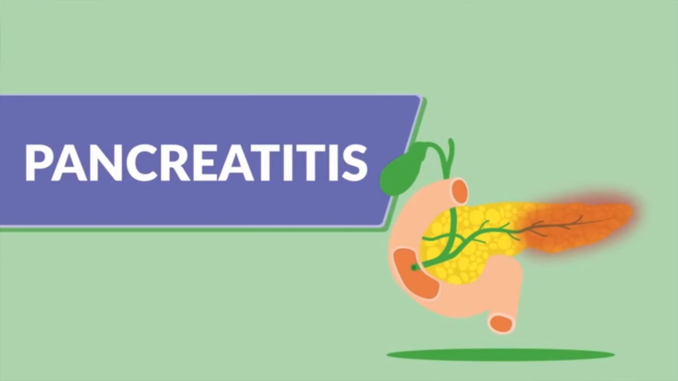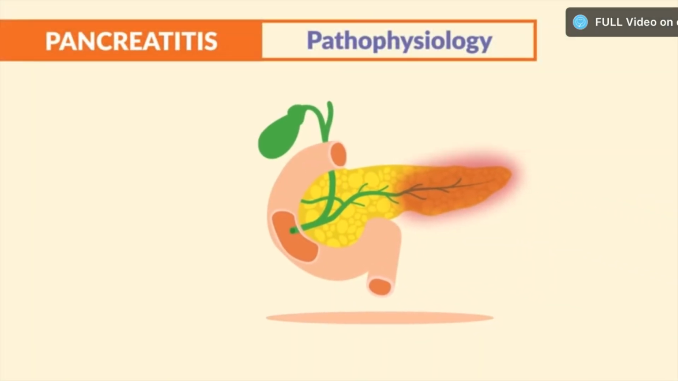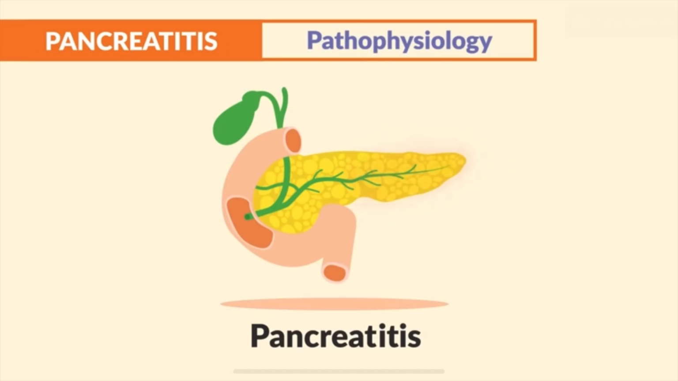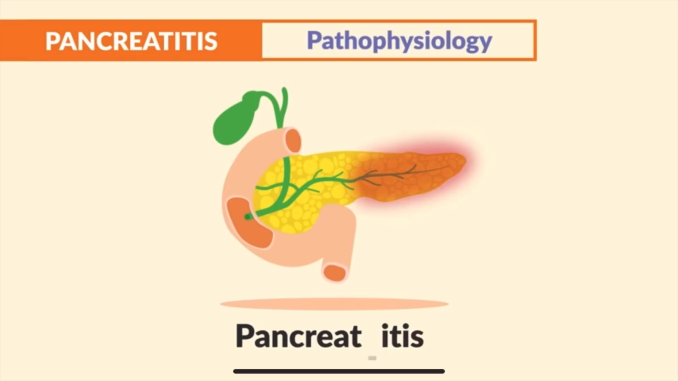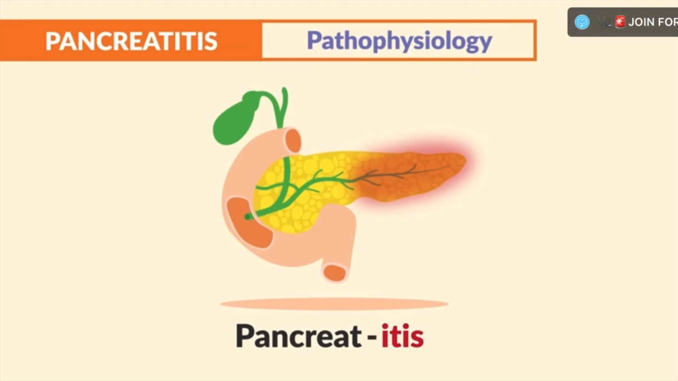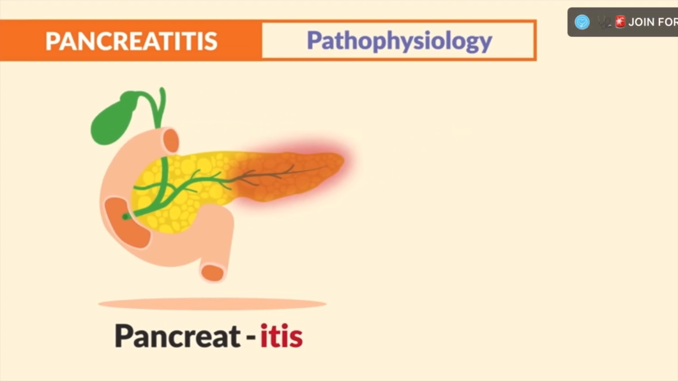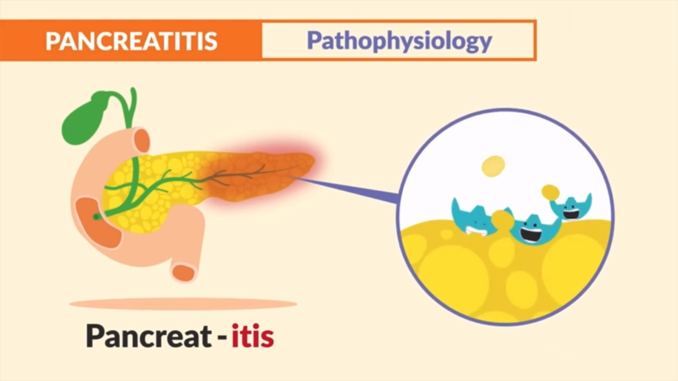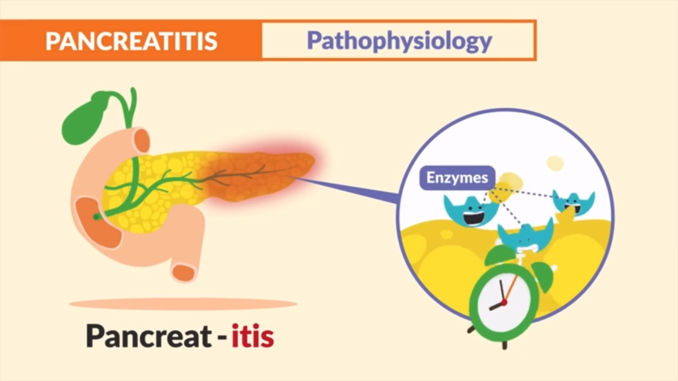Now for pancreatitis, the pathophysiology is very simple. In pancreatitis, we have inflammation of the pancreas. So anytime you see the word itis, just think inflammation. In pancreatitis, this inflammation comes from autodigestion of the pancreas. Basically, the pancreas's own digestive enzymes have accidentally activated early.